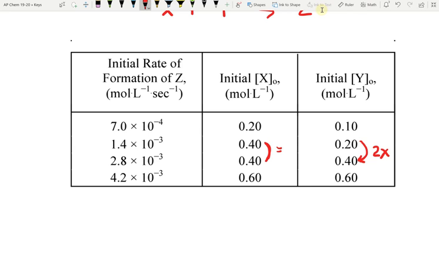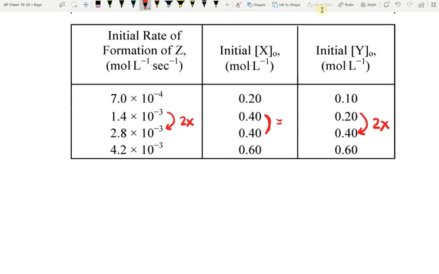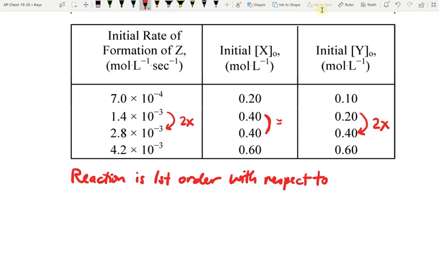What's happening to the rate as a result of doubling the concentration of Y? If we look at the rate, we see that the rate is doubling as well. So as Y is doubled, the rate of the reaction is also doubled while X is held constant. And hopefully we recognize that would tell us that the reaction is first order with respect to Y, because a doubling of Y leads to a doubling of the reaction's rate. And remember, when we use that phrase "with respect to," we're saying with respect to this thing that's being changed and causing a change in the rate.